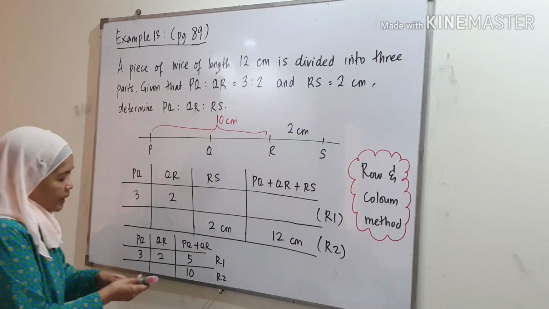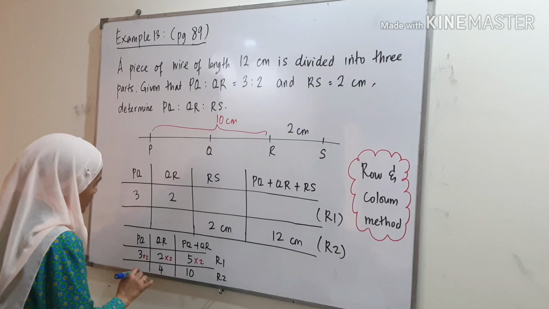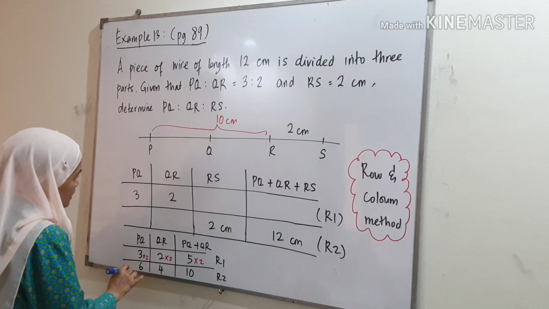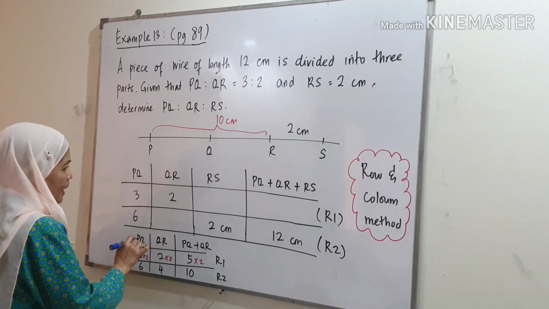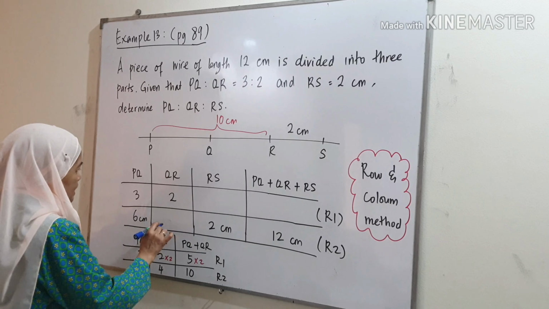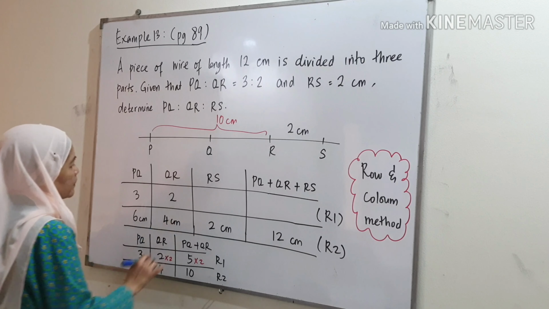So 2 times 2 is 4. 3 times 2 is 6. So here is 6 cm, the real one. This is 4 cm, the real one.